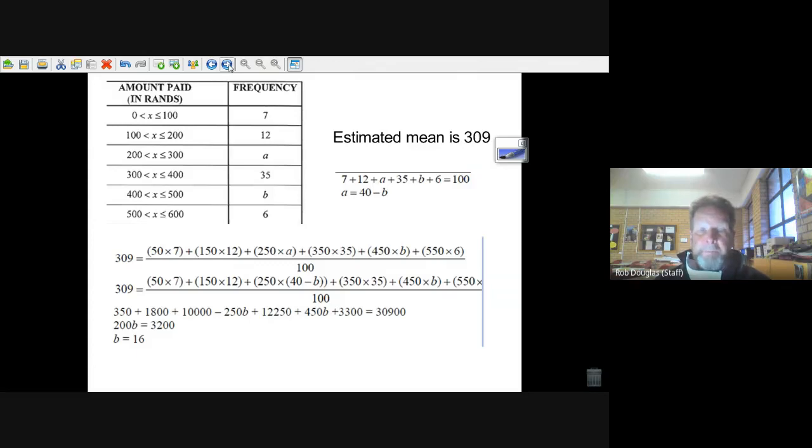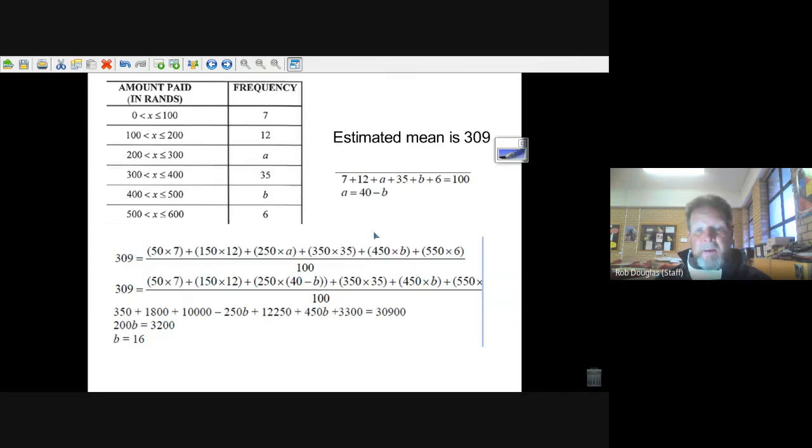But the next part, you've got this thing here that really forces you to understand what an estimated mean is. An estimated mean means you go for the midpoint. So 50, 150, all of those. You multiply it by the frequencies. So that's all they've done here. They said the estimated mean, 309, is 50 times 7, 150 times 12, 250 times A. We don't know what that one is. 350 times 35, 450 times B, 550 times 6, all over 100.